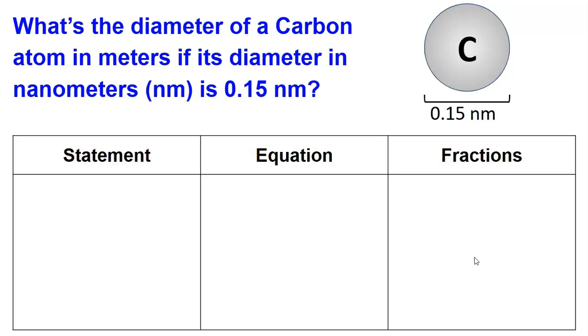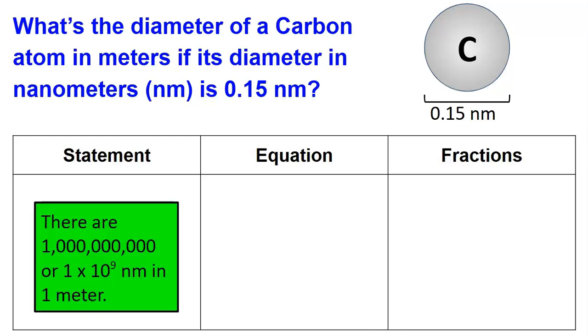Let's try another example. What is the diameter of a carbon atom in meters if its diameter in nanometers is 0.15 nanometers? So we would need to know how many nanometers are in a meter. There are 1 billion nanometers, or 1 times 10 to the 9 nanometers in 1 meter.